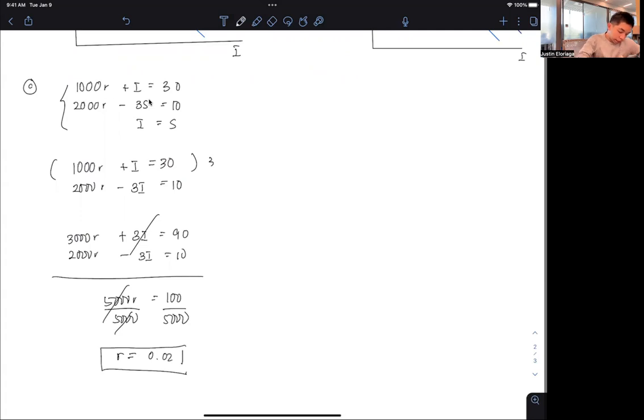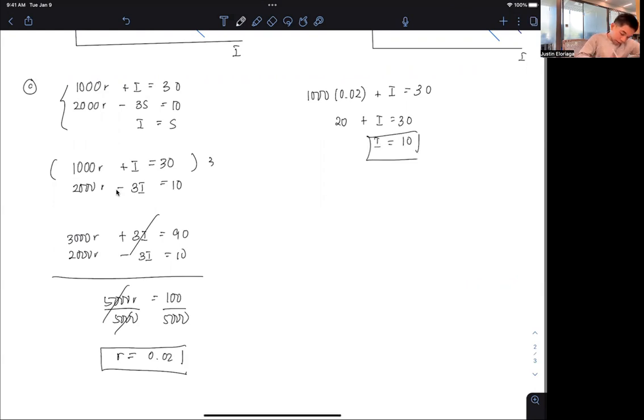And then how do you find I? Well, it's simple. You plug the R into either of the two equations. So you get 1000 times 0.02 plus I equals 30. Well, that's just a simple calculation. 1000 times 0.02 is going to be equal to 20, right? So that's 20 plus I equals 30. Therefore, I is equal to 10, right?